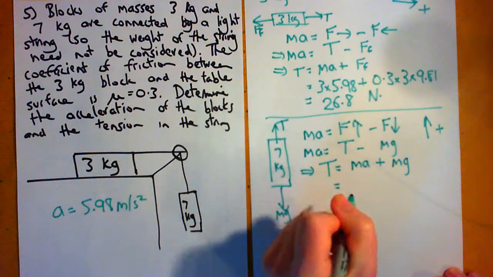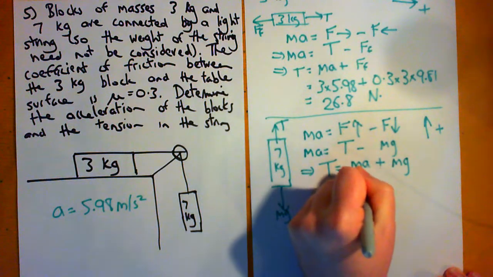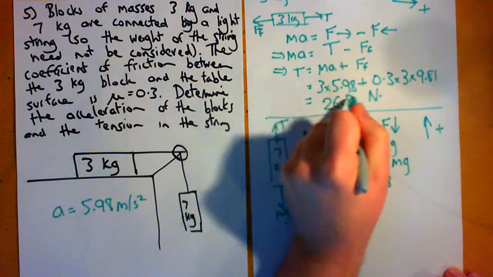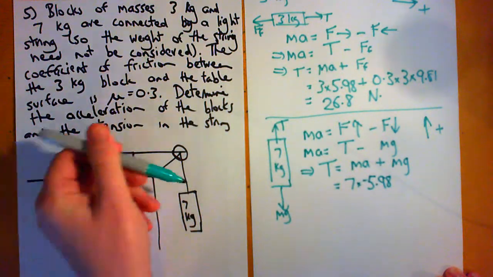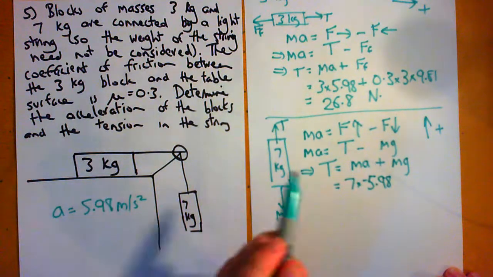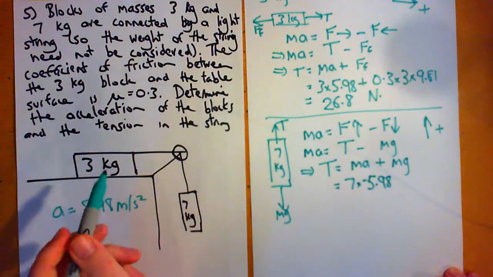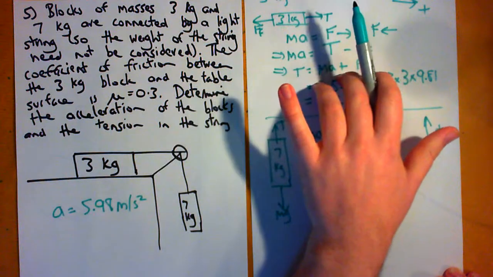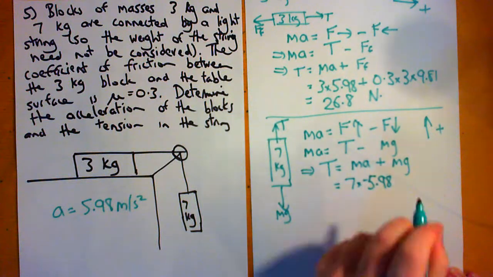So this is going to be, the mass is 7 kilograms times 5.98, but it's accelerating downwards, in the negative direction, so that needs to be a negative acceleration of 5.98. Here for the 3 kilogram mass it was positive because it was accelerating to the right. The whole thing is being pulled round that way. So that means that the 7 kilogram mass is accelerating downwards and the 3 kilogram mass is accelerating to the right. That one was accelerating in its positive direction, this one is accelerating in its negative direction. We said upwards is positive.